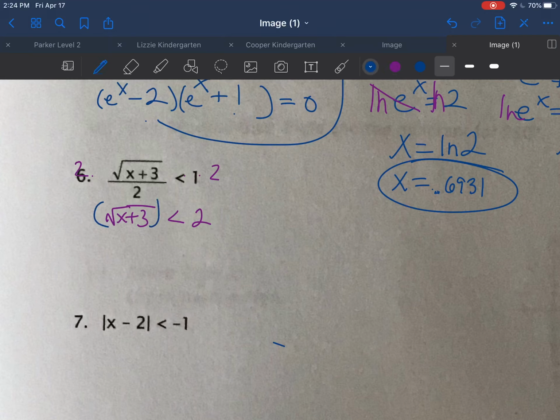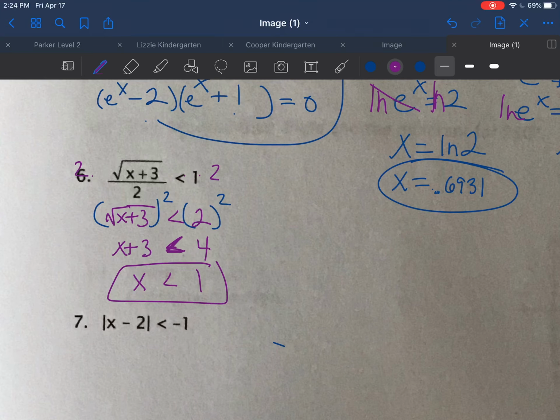Okay, to get rid of the square root, we're going to square both sides. That leaves me with x plus 3 is less than 4. Subtract 3, x is less than 1. And you're done.